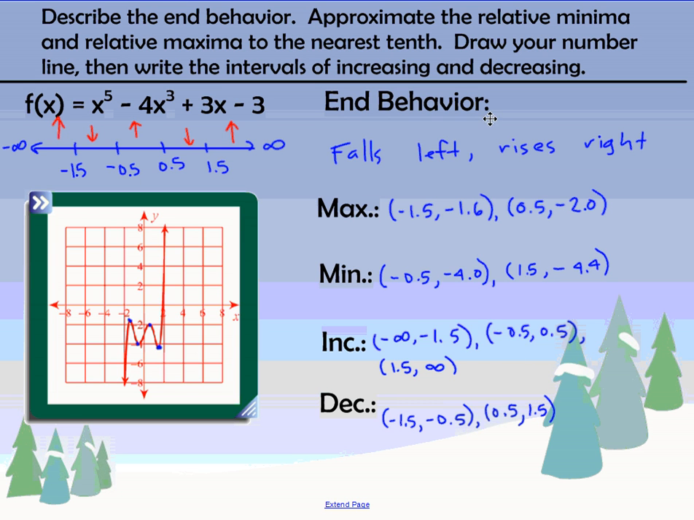So if you got all of this correct, then you are now ready to go ahead and do the homework off to the right.